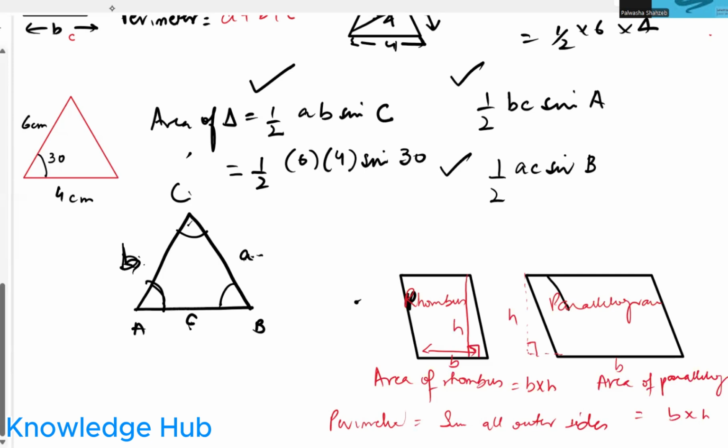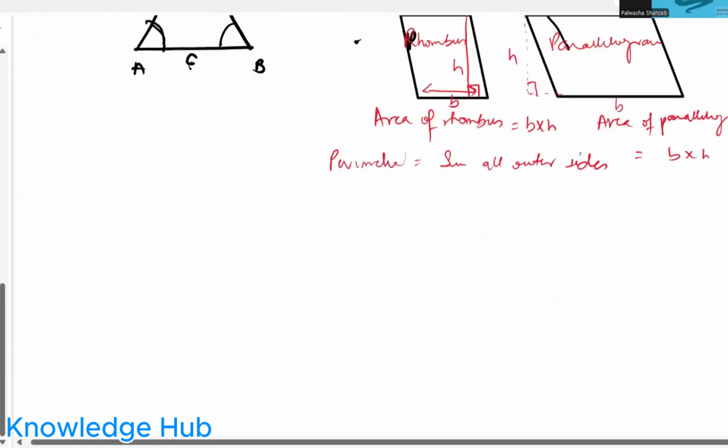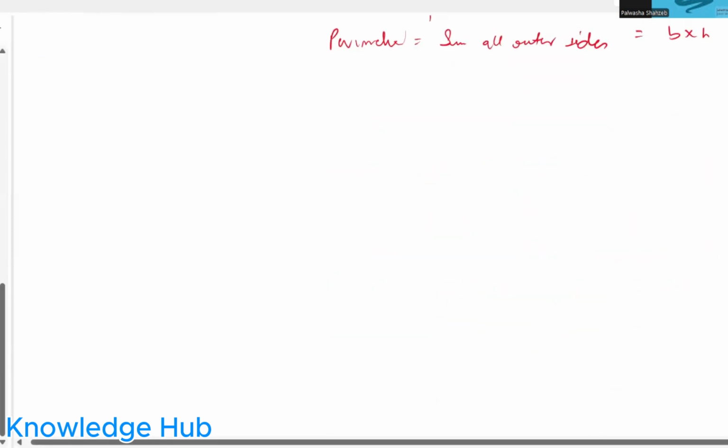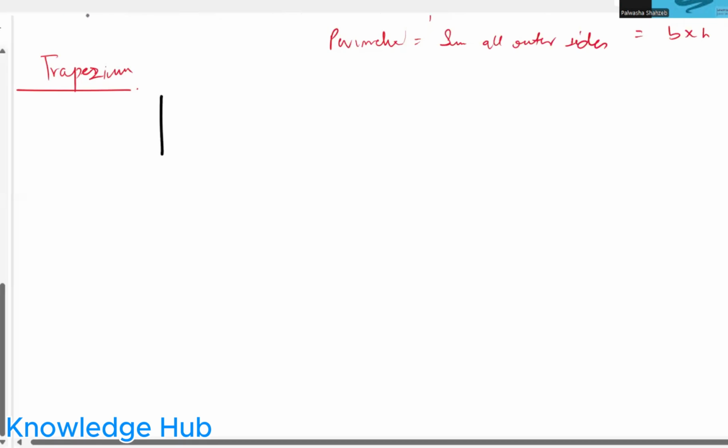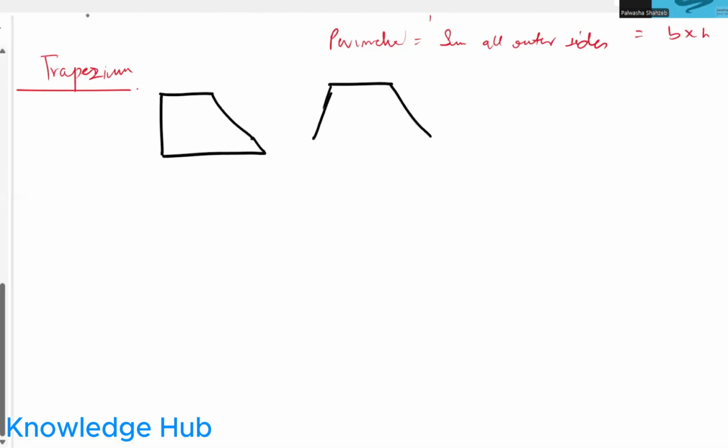Okay, now let's talk about the other 2D shapes, since we are just working on 2D shapes right now. So the next 2D shape is a trapezium. We can make a trapezium like this also. We can make a trapezium like this. This is the height. Again, height is always perpendicular to the base.